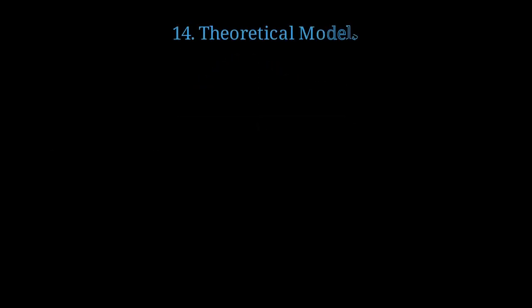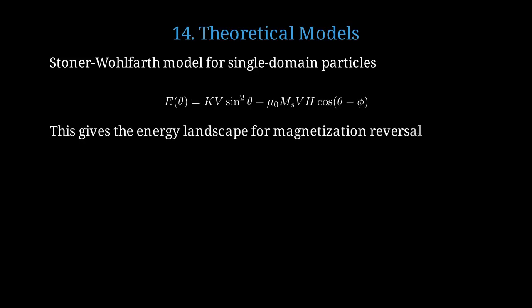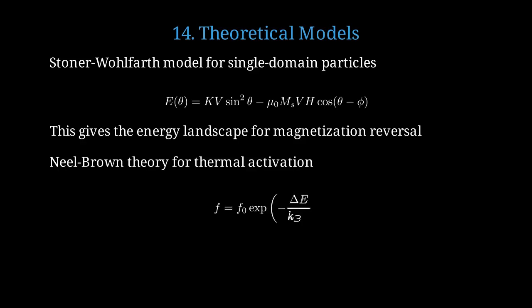Several theoretical models help us understand and predict super-paramagnetic behavior. The Stoner-Wohlfarth model treats a single-domain particle as a single giant magnetic moment that rotates coherently. The energy depends on the angle theta between magnetization and easy axis, including both anisotropy and Zeeman terms. This model provides the energy landscape that determines the barrier height for magnetization reversal. Néel-Brown theory extends this to include thermal activation over the energy barrier. The attempt frequency for jumping over the barrier follows an Arrhenius-type exponential dependence on temperature.